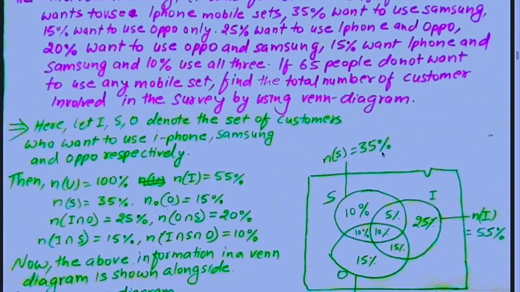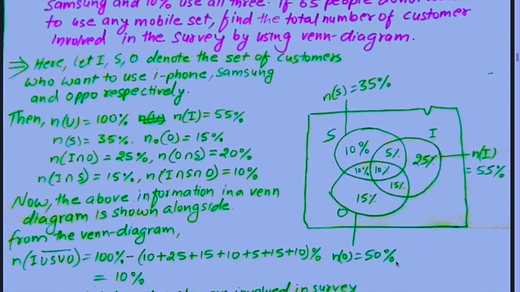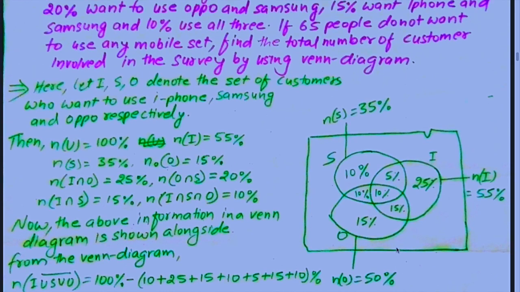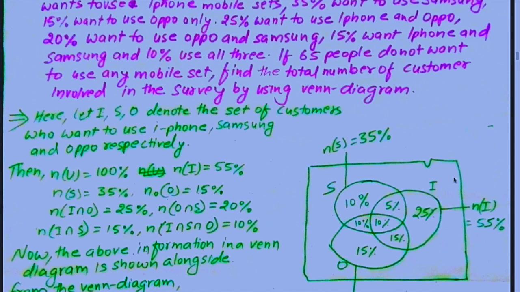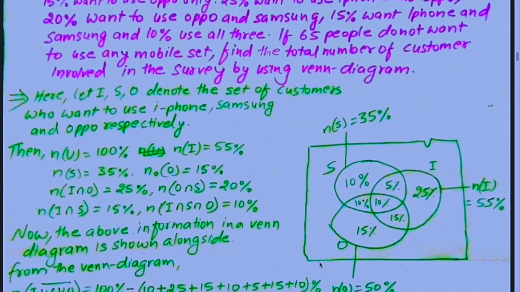Here n(S) equals 35%, people using Samsung. n(I) equals 55%, so 55% of people are using iPhone. n(O) is not given, but we have to find it from the formula. The intersection of all three is given as 10%. Up to this, what is given in the question, but more things we have to find according to the formula.